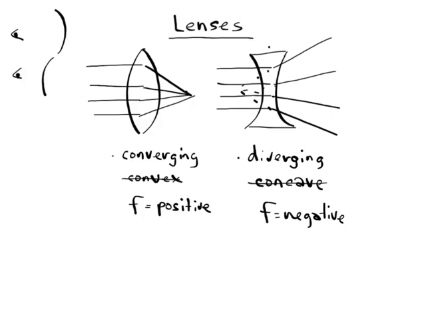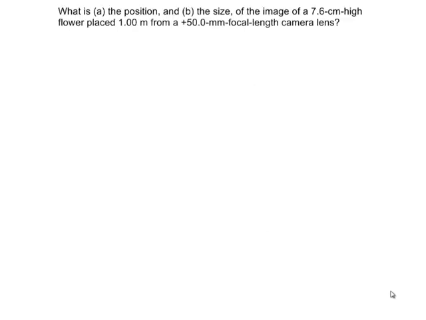Let's do an example. What is A, the position, and B, the size of the image of a 7.6 centimeter high flower placed 1 meter from a plus 50 millimeter focal length camera lens? First thing, write down some information. Okay, we know the height of the object is 7.6 centimeters. We also know that the object distance is 1 meter and that the focal length is plus 50 millimeters. The first thing I have to do is get all of these numbers into the same units. It's going to be nothing but trouble if I don't.